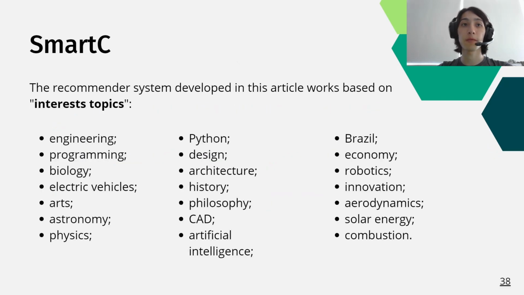The recommendation system of the SmartC platform operates based on user inputted topics of interest, which are keywords that the user must provide in order to receive recommendations. These topics cover a wide range of subjects, such as engineering, programming, electric vehicles, history, Python, architecture, robotics, and many more.